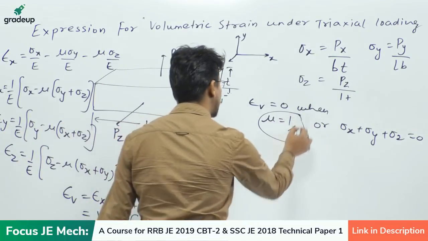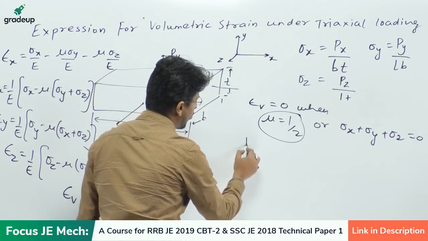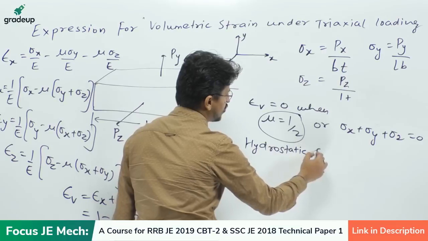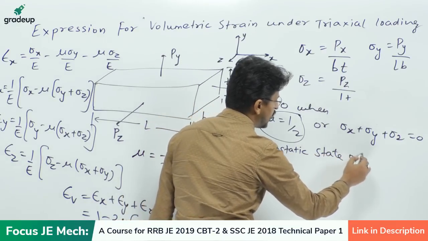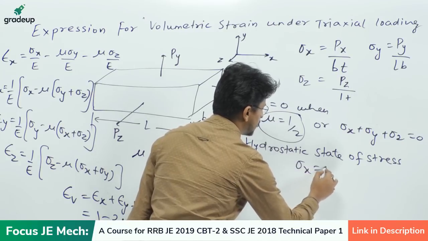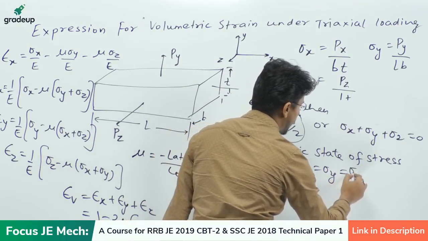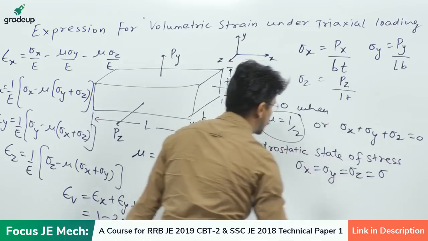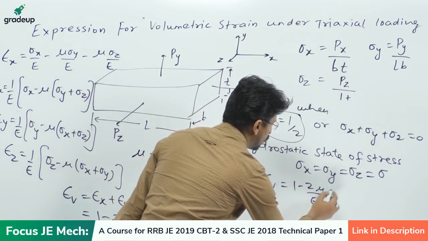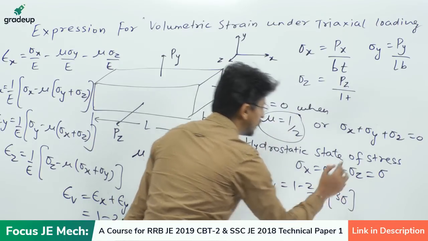And the last case is a hydrostatic state of stress. Hydrostatic state of stress means all these stresses are the same: sigma x equals sigma y equals sigma z, equal to sigma. In that case, your volumetric strain will be given by (1 minus 2 mu) by E into 3 sigma.